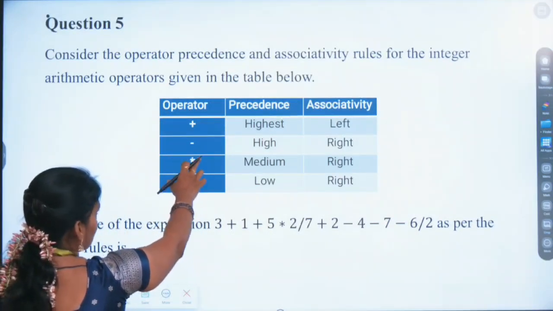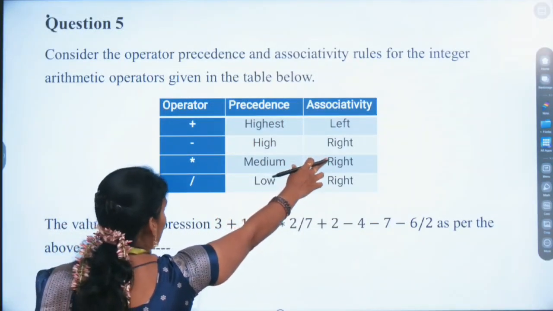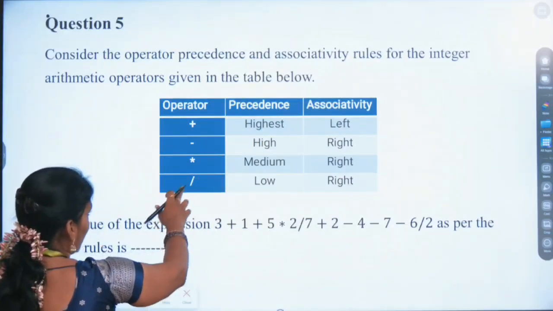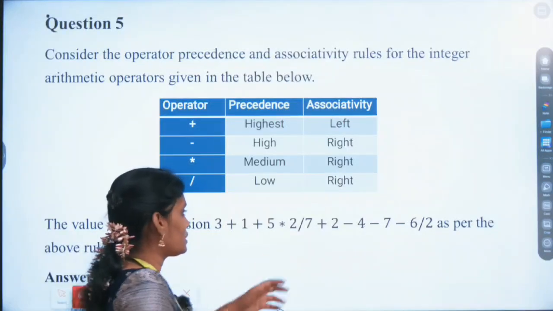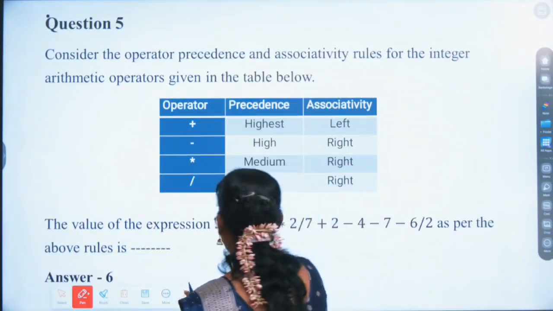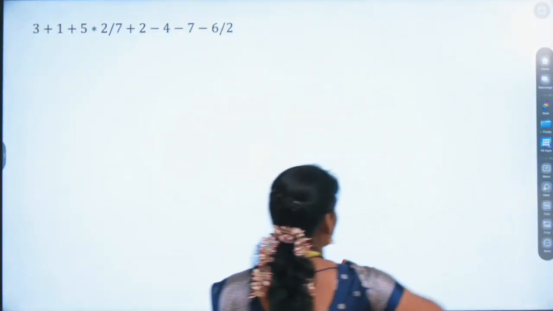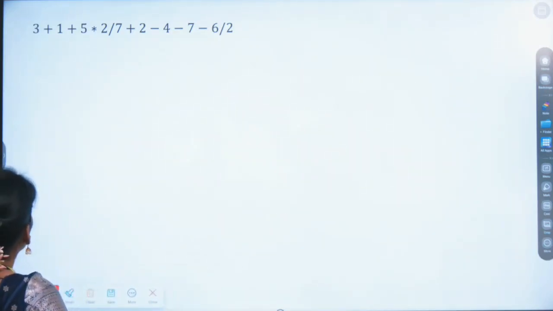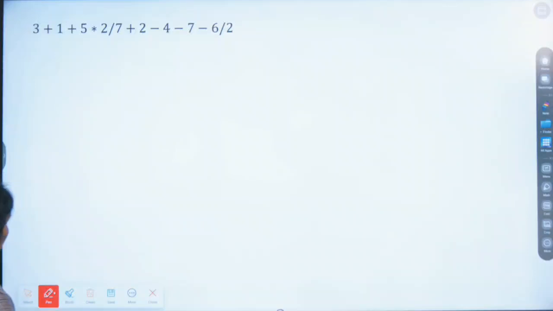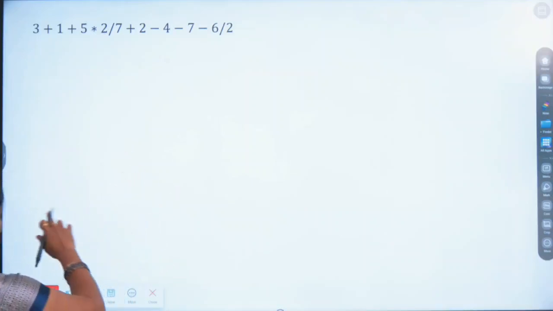The next operator is minus. This has the next priority, and the direction to evaluate is right. Then multiplication is medium and division is low. Based on these precedence and associativity, we have to evaluate the expression. Okay, so this is your question: 3 plus 1 plus 5 multiplication 2 division 7 plus 2 minus 4 minus 7 minus 6 division 2.